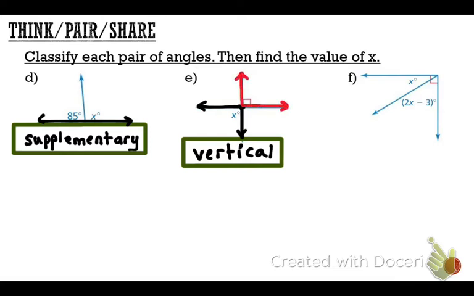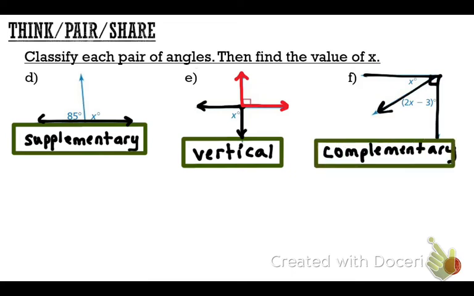And then there's one final one. Guys, identify what is that last one? Complementary. How do we know it's complementary? Because it has a right angle, all right? It's got a 90-degree angle right here. And you can see that it has two angles that add up to that 90 degrees. So that is correct. That is complementary. Now let's go ahead and identify what the x would be.